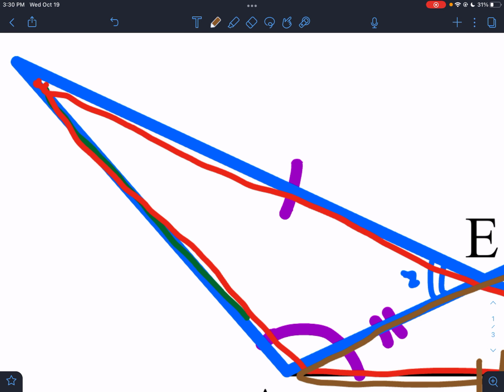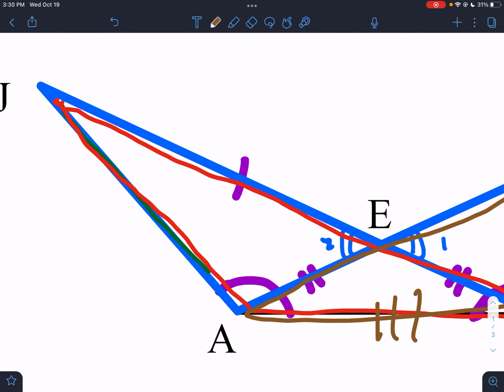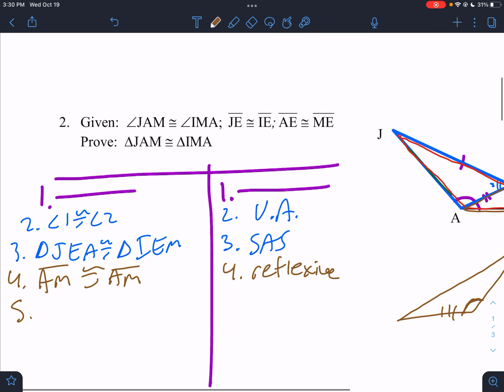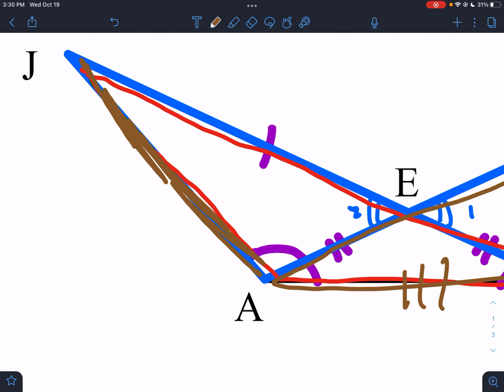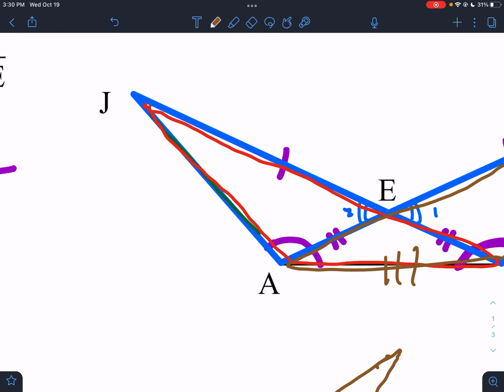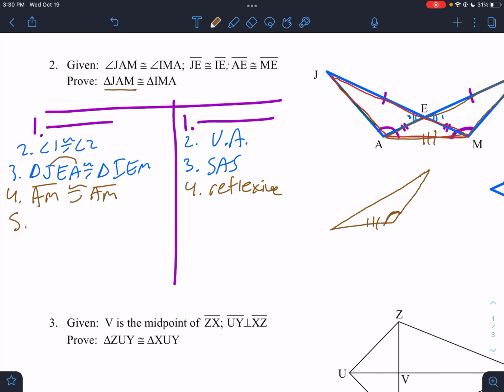Does red and blue overlap? Do they have anything in common? Look at my red and blue, JAM, JEA. What do they both have? They both have JA. Look in the picture. Don't they both use this side, JA? Yes, they do. So based off the name, what do we know? We know that JA is congruent to IM. The whole reason we built those blue triangles was so that we could use their parts in the next triangle. So we now know that JA is congruent to IM.